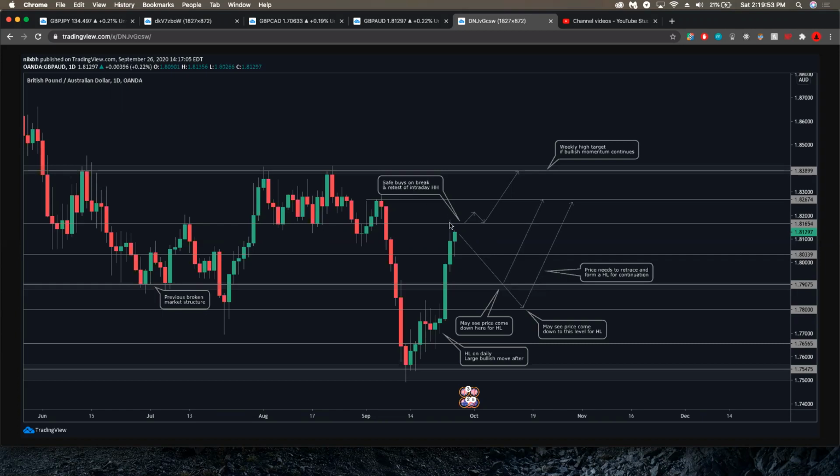If for some instance we don't get a pullback, then it would be safe buys on the break and retest of the intraday higher high, because after we break that high we're going to make a higher low. Where can we target? If we do come back above this range, then price can most likely continue up to the top of the range, which is 1.83 high 3s or 1.8400, which is a weekly high target if bullish momentum continues.